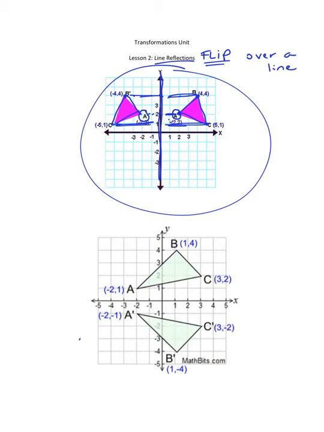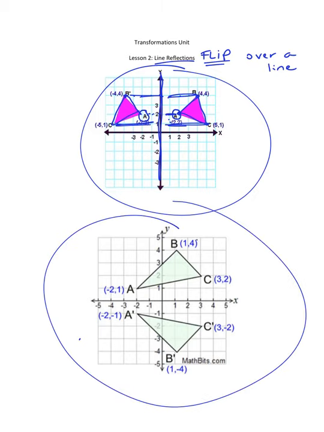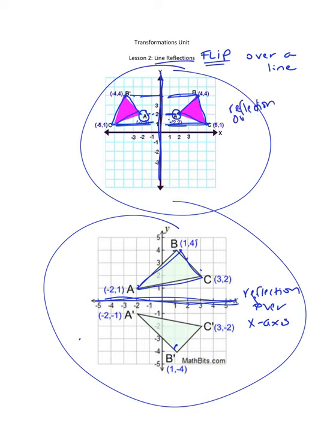Okay, if you look at the second example down below, we have another line reflection. This time ABC started up here, and it was reflected over down to the bottom. So it was reflected over this line, which is the x-axis. This is a reflection over the x-axis. And I didn't write it up here. This is a reflection over the y-axis. So you're always reflecting over a particular line.